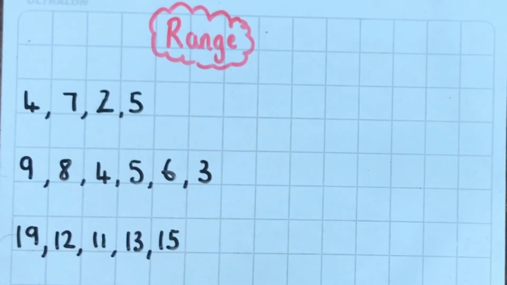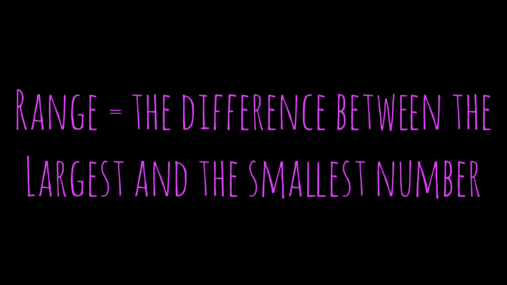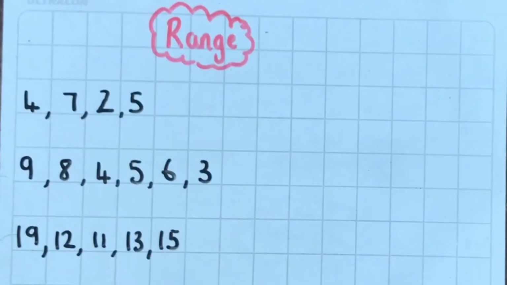Now what we're going to have a look at now is how to find the range. Okay, so the range is the difference between the largest or the highest number and the smallest number. How I remember this is like a golf course driving range where you start at one point and hit the ball as far away as possible. So it's from the smallest to the largest.